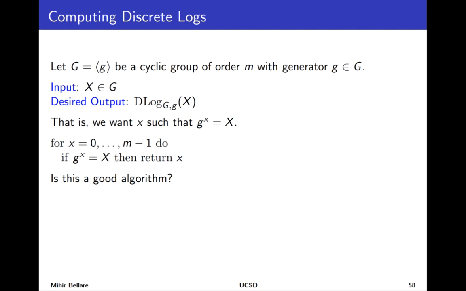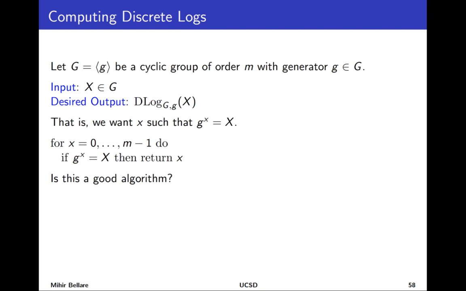We identified this discrete log problem because it turns out that, to the best of our understanding, it's hard. Adversaries are going to have a hard time computing discrete logs in appropriately chosen groups of appropriate size and type. And towards that, we're going to start thinking about the problem of computing discrete logs. How would we do it?